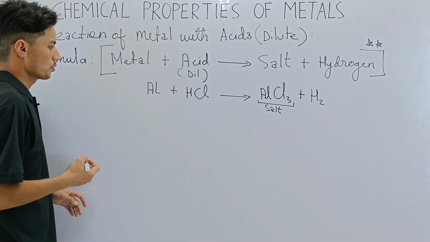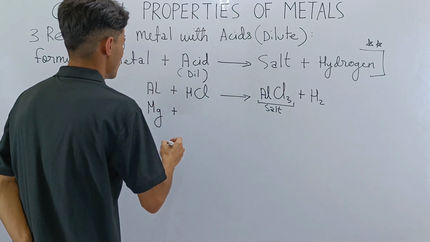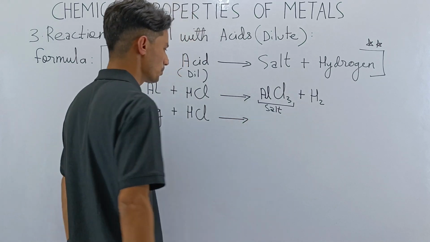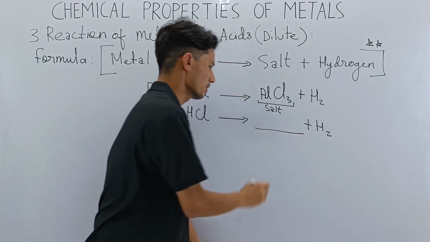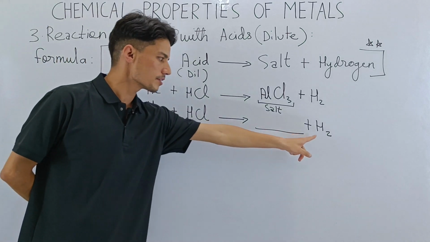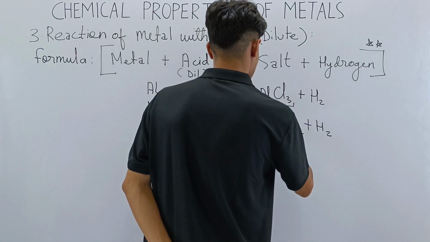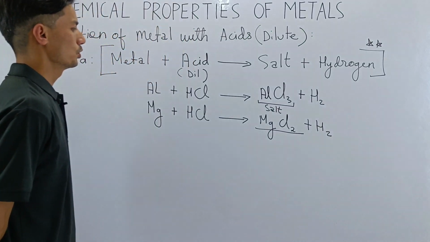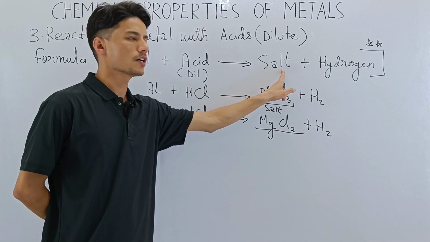We'll take some more examples. So aluminium taken, then let's take magnesium. Magnesium plus the same acid, HCl. Can you work out the product, class? Remember, you will be getting hydrogen here. Try to work out the product. What will you get? MgCl, hydrogen already here, isn't it? So you will get magnesium chloride, MgCl2. There is a 2 here. This is the salt which we are supposed to get from the formula.